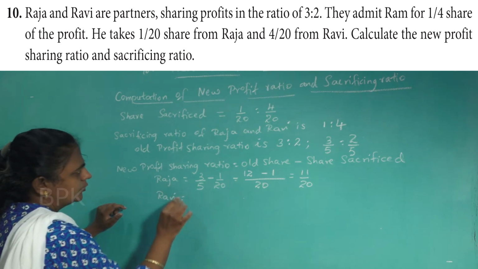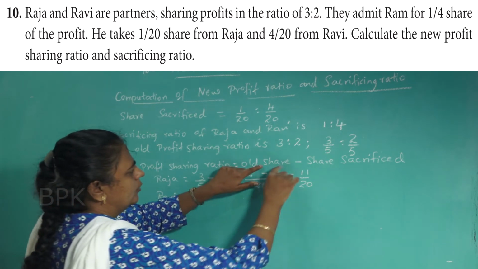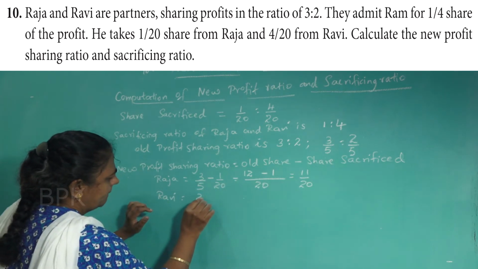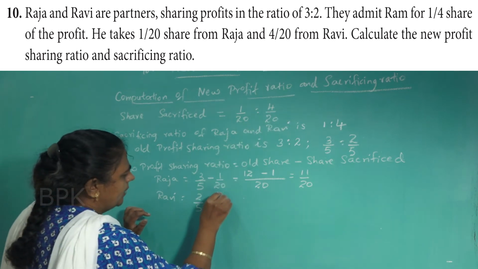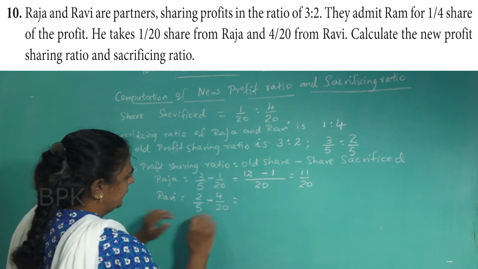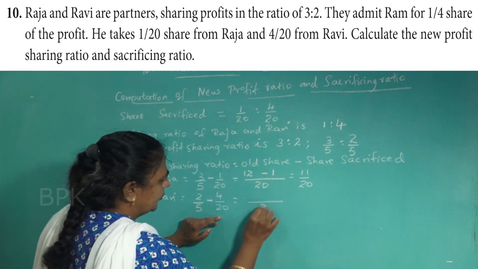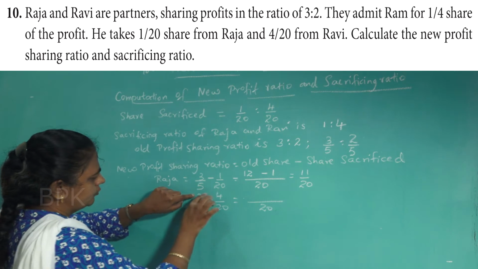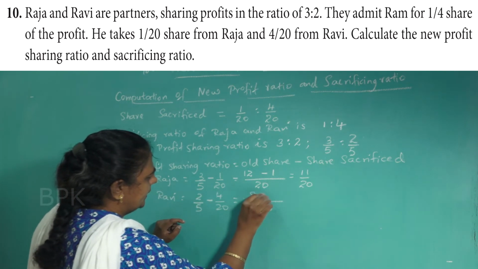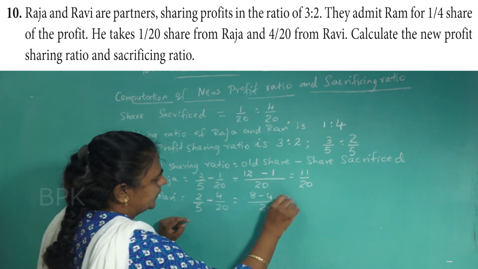Next calculate for Ravi. What is his old share? Old share is 2/5. What is his share sacrificed? 4/20. So the greater denominator is 20. 5, how many times will it go? 4 times. So multiply by 4. 2 into 4, 8. 8 minus 4, that will give you 4/20.